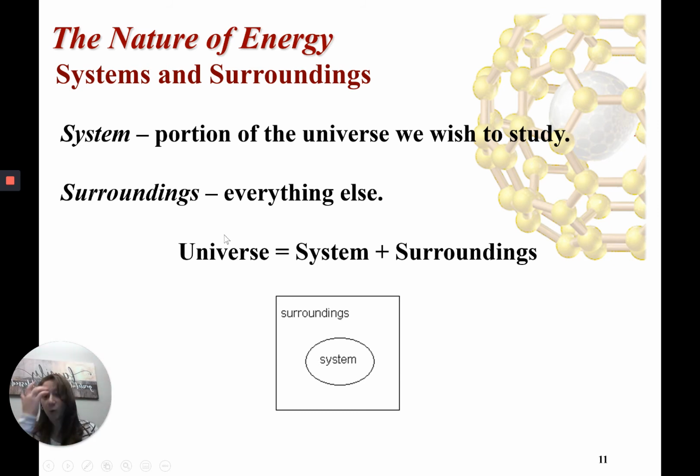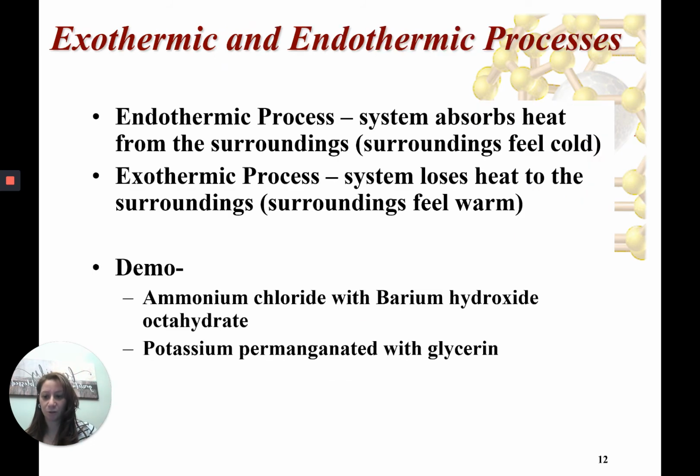The energy of the whole universe is conserved. It can't be created or destroyed, but the system can release energy to the surroundings, or the surroundings can give energy into the system. So in terms of heat, we have two types of processes. We have exothermic and endothermic. So let's talk about what those mean.